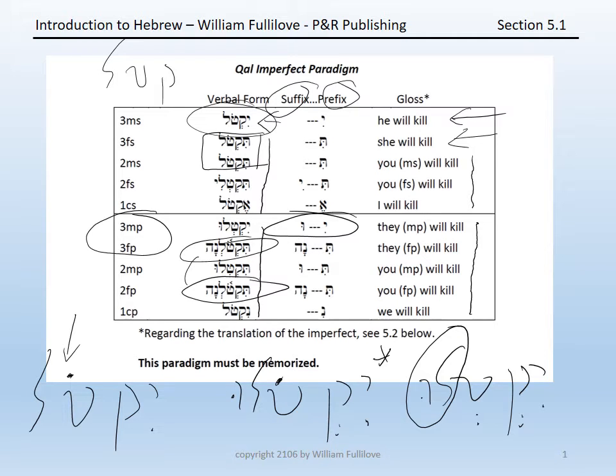You will also occasionally find at the end of the third masculine plural and second masculine plural forms a nun. People sometimes call it an anomalous nun. You would have yiktelu, and in the presence of a nun, yiktelun. This is called a paragogic nun, and the presence or absence of that nun does not impact either the parsing or the meaning of a verbal form.